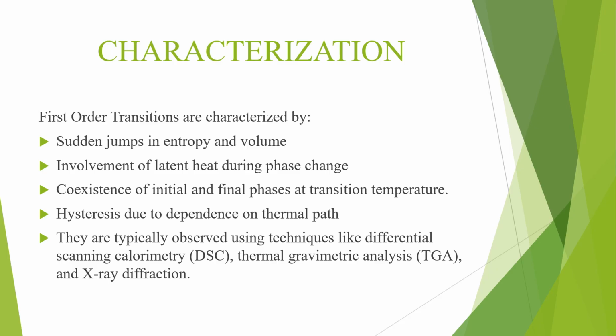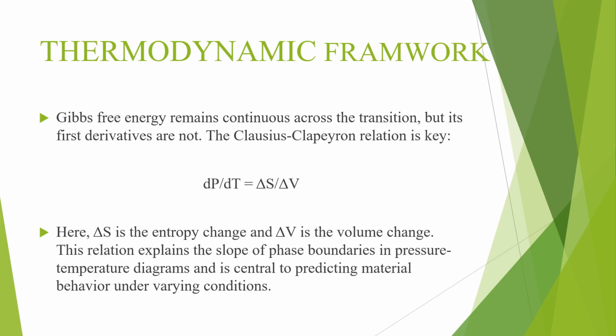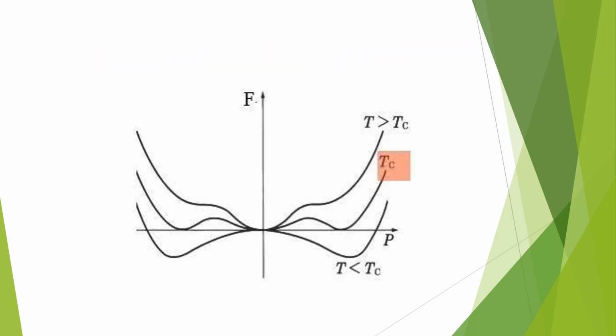and X-ray diffraction. So the thermodynamic framework: the Gibbs free energy remains continuous across the transition, but its first derivatives are not. The Clapeyron equation is given by dP/dT = ΔS/ΔV. Here ΔS is the entropy change, ΔV is the volume change. This equation explains the slope of the phase boundaries in the pressure-temperature diagrams and is central to predicting the material behavior under varying conditions. The graph represents the first order phase transitions.